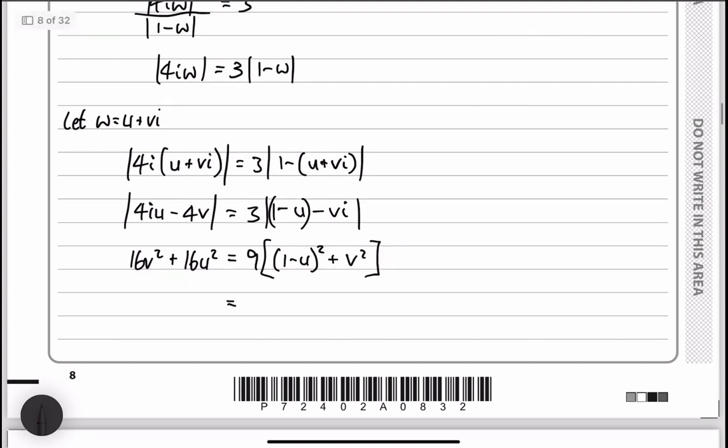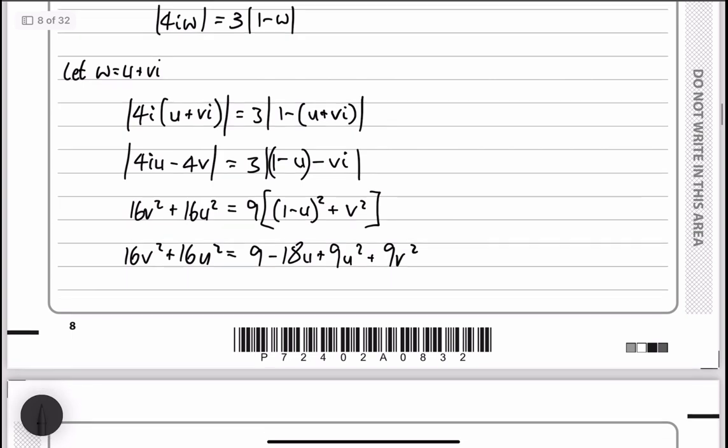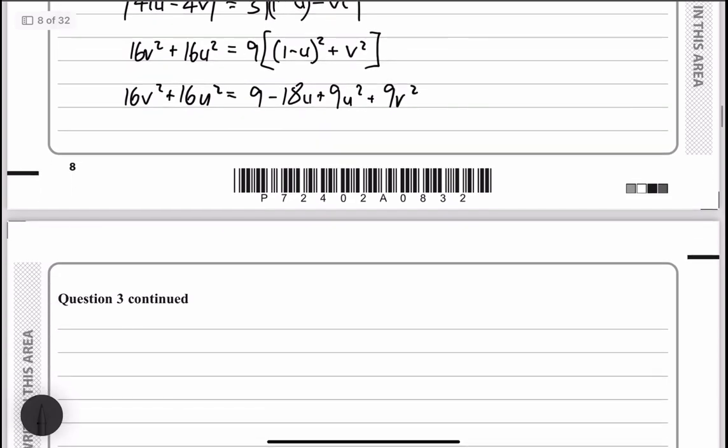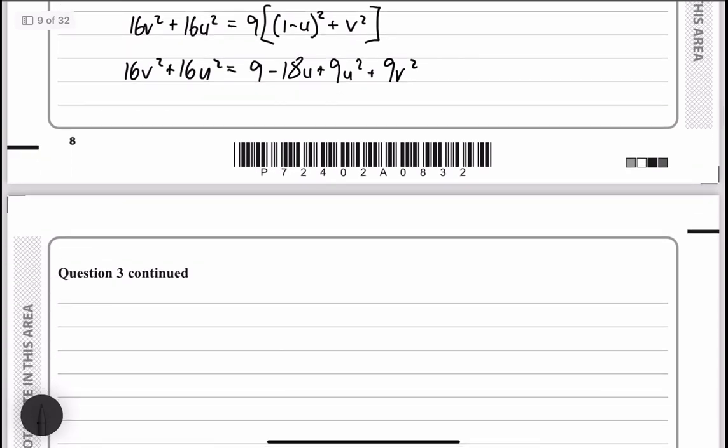So straight away I'll multiply all of this out on the right. So we've got 1 minus 2u plus u squared, but times everything by 9 as well. So we've got 9 minus 18u plus 9u squared plus 9v squared is 16v squared plus 16u squared. Now I'm just rearranging. We're going to complete the square and get it into a format where we can recognize the equation of a circle.